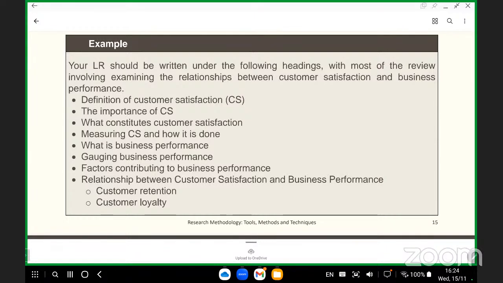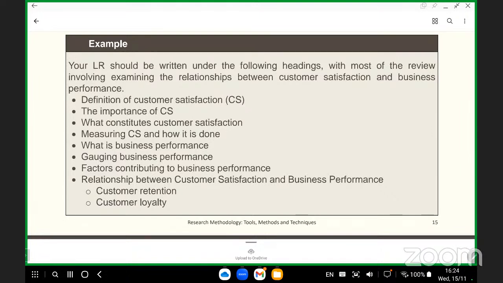Satu adalah IV, satu adalah DV. So dia pergi kepada customer satisfaction dulu, dan baru dia pergi kepada importance. Baru pergi kepada what actually constitute the dimension of customer satisfaction itu, how to measure and how it's been done.